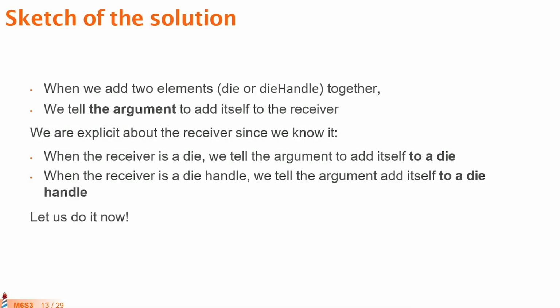So the sketch of a solution. In fact, when we want to add two elements, a die or a DieHandle, we will tell the argument to add itself to the receiver. Because the receiver, we know who it is. What we don't know is the argument. So basically, we just have to send a message to the argument, and the argument will have to have multiple methods to handle this case. And this is a bit the same as what we did in the stone, paper, scissors. Here we said, okay, when the receiver is a die, it will tell the argument to add itself to a die. When the receiver is a DieHandle, it will tell its argument to add itself to a DieHandle.